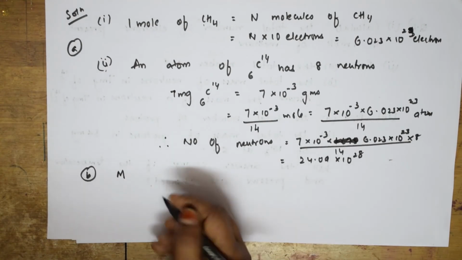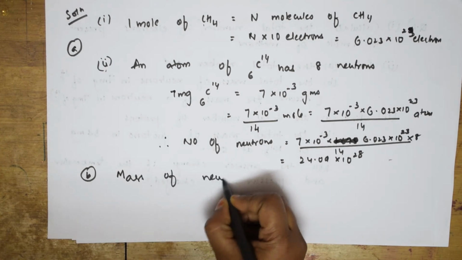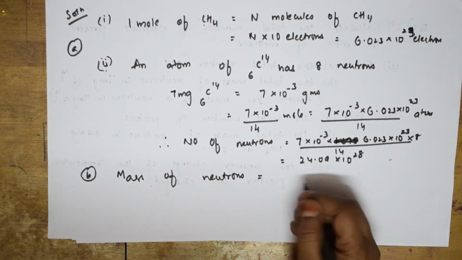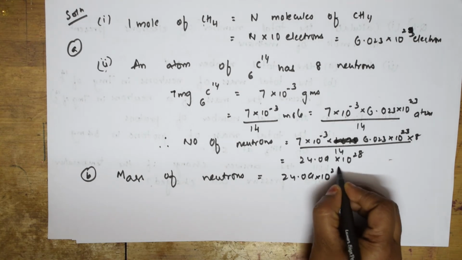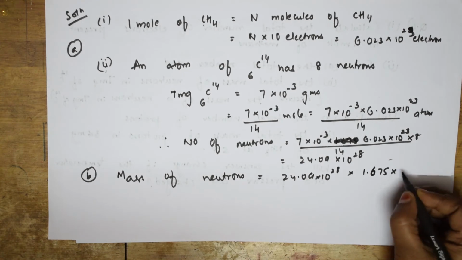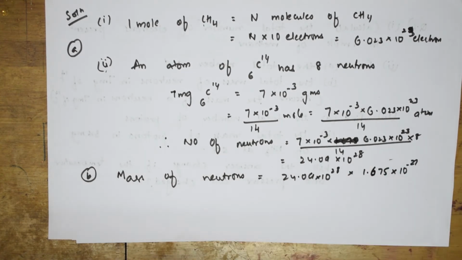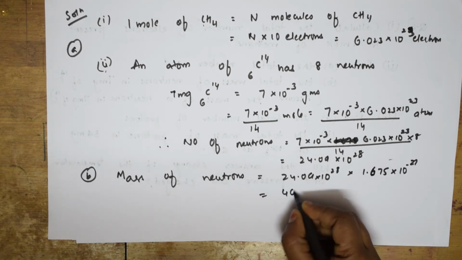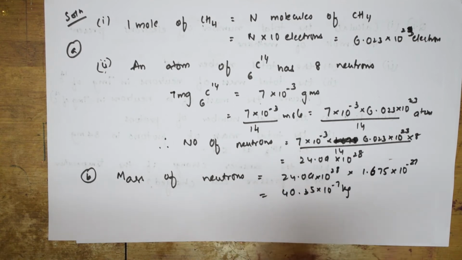So the mass of neutrons is equal to 24.09 into 10 raised to the power of 20, into 1.675 into 10 raised to the power of minus 27, because this is the mass of 1 neutron, isn't it? How much do I get? I get an answer of 40.35 into 10 raised to the power of minus 7. So I got the mass of neutrons.